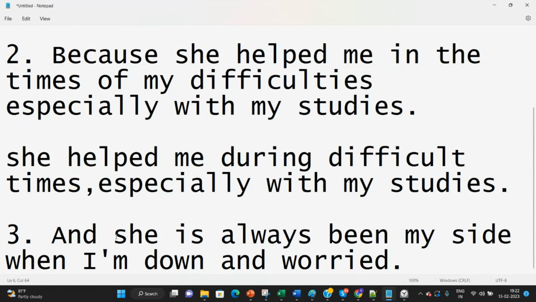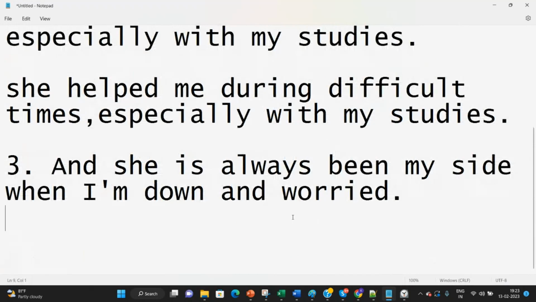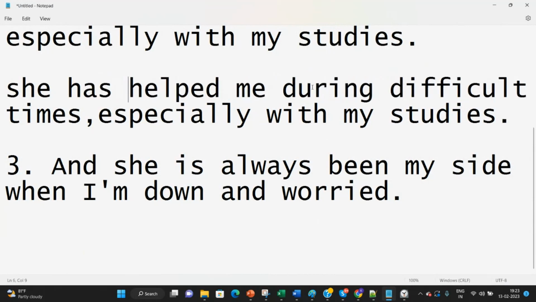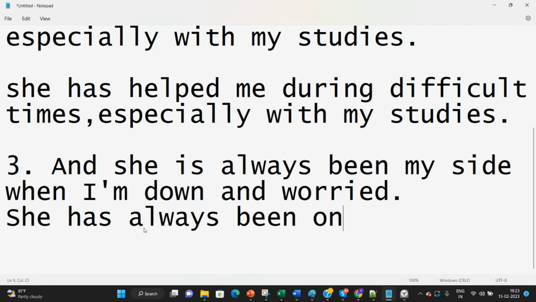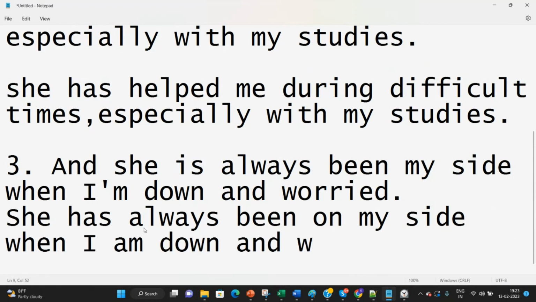Okay, ma'am. The last point, first correction, you should not start with and. She is always been my side when I am down and worried. This line needs a little bit of correction. She has helped me during difficult times. So you are referring to the past. Suddenly in the sentence, is refers to the present. Whenever we write a paragraph, we either write it in past tense or in present tense. We don't mix both. So you say she has always been on my side when I am down, worried.